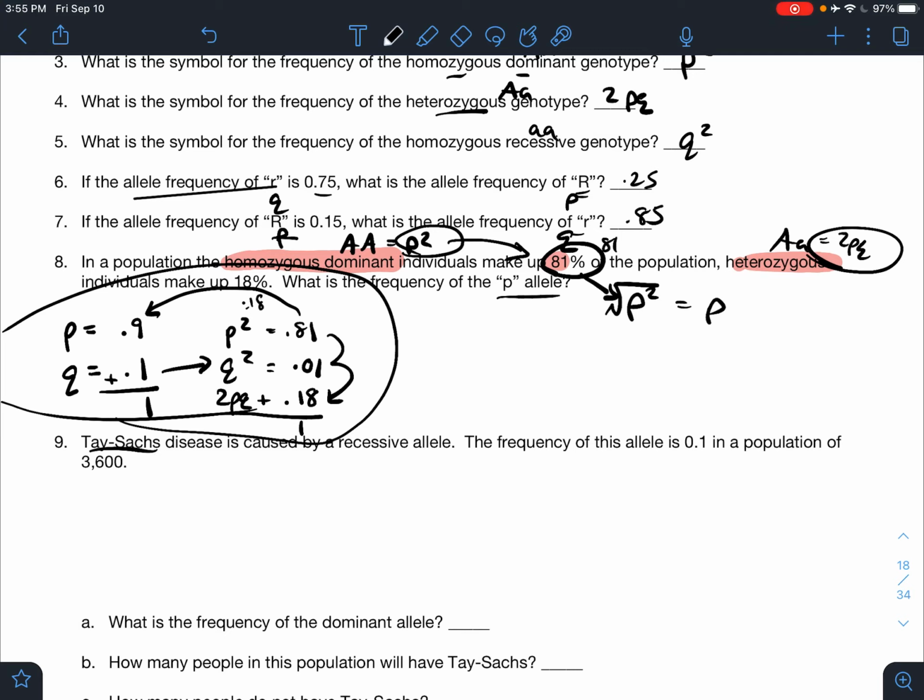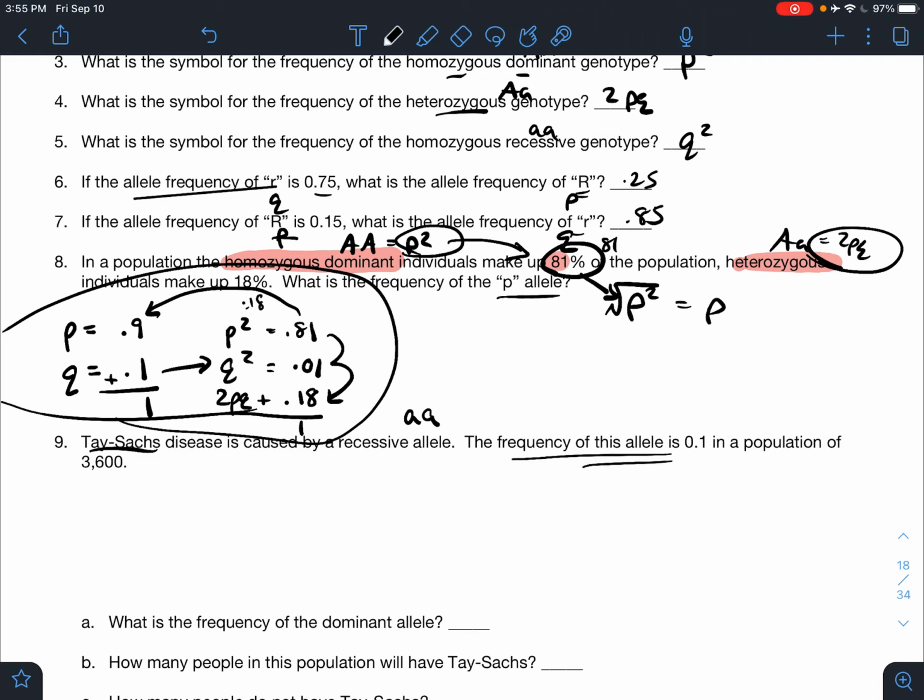Tay-Sachs. Tay-Sachs is actually a deadly disease. Okay, you're not going to live to reproductive age, so that'll come up in a little bit, but it's a recessive allele. So if you have Tay-Sachs, little a, and unfortunately you're not going to live past the age of 5. So the only people around that have this are carriers. Since it's recessive, it doesn't show up in them.